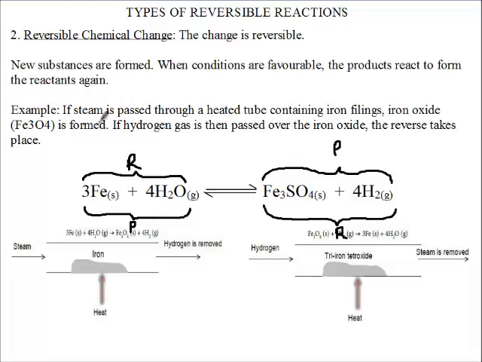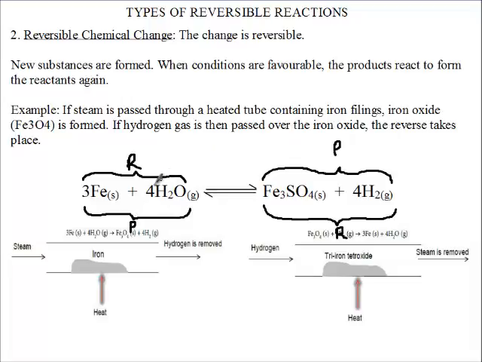For example, if steam is passed through a heated tube containing iron filings, iron oxide is formed. Okay, iron oxide is formed. If hydrogen gas is then passed over the iron oxide, the reverse takes place.